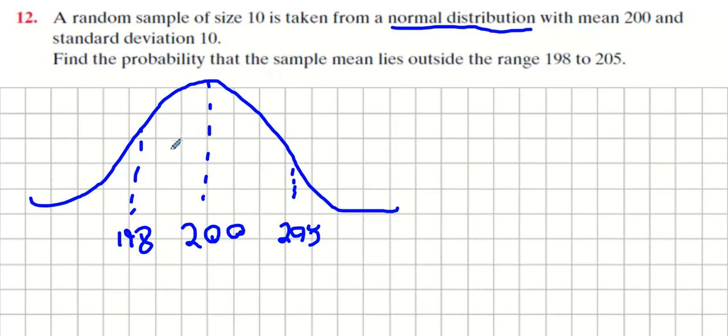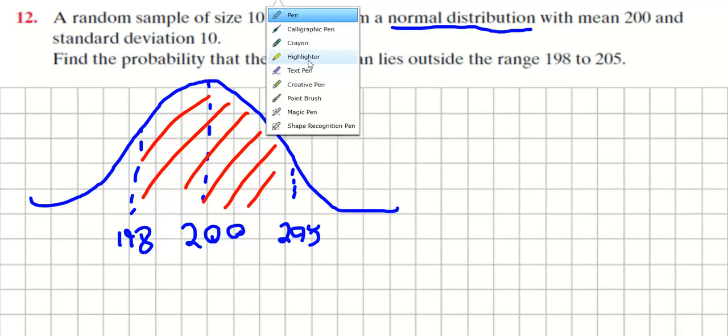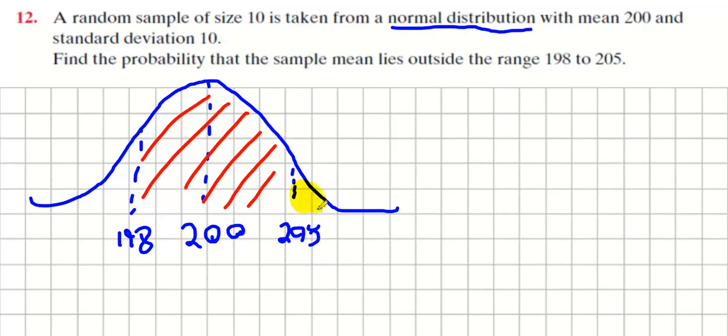So, see this red region here? That red region is inside the range. What I'm after is these two yellow regions. The two yellow regions aren't the same size. Is that okay? Sorry, the green. I'm after the green and the yellow region.